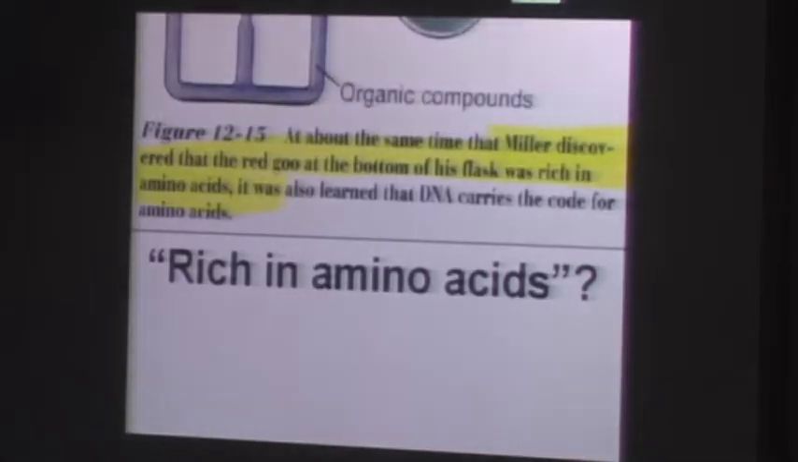They said in the textbook here it was rich in amino acids, this red goo was. Well, that's simply a lie, okay? They didn't come close to making life. The problem is they had a reducing atmosphere. In other words, he excluded oxygen. You can look at his 4 gases. There's no oxygen there. He knew if he had oxygen in there, it would oxidize whatever chemicals tried to combine.